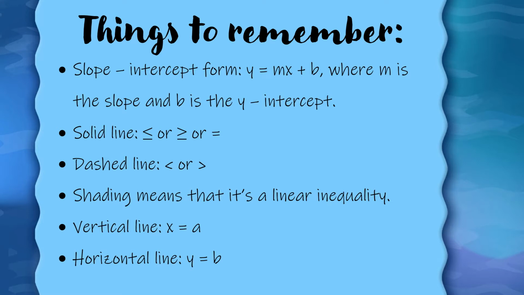So first we need to look at the line. Is it a solid line or is it a dashed line? If it's a solid line, that tells us that it needs to either be y is less than or equal to, greater than or equal to, or equal to. If it's a dashed line, that tells us that it's going to be either less than or greater than. If there's shading, that means that it's a linear inequality. Okay, so then we know it's not an equation. A vertical line, remember, is always x equals, that's "Vux" to help us remember that. And a horizontal line is "hoi", so that is always going to be y equals.